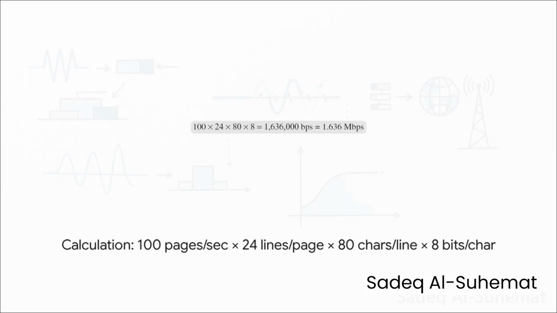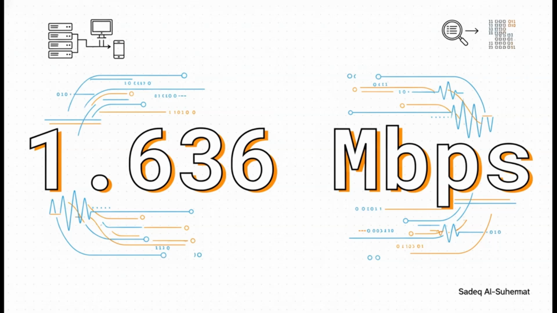So let's break it down. You've got 100 pages a second. Let's assume an average of 24 lines per page, maybe 80 characters on each line, and then 8 bits for every single character. You multiply all that together and you get a grand total of 1.636 megabits per second. Now, stop and think about that for a sec. Just for plain text, we're already talking about a connection speed that's faster than what early broadband was. That really puts our modern demand for speed into perspective, doesn't it?